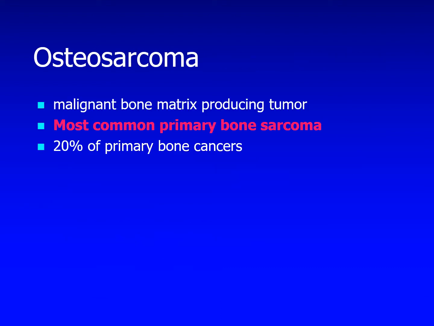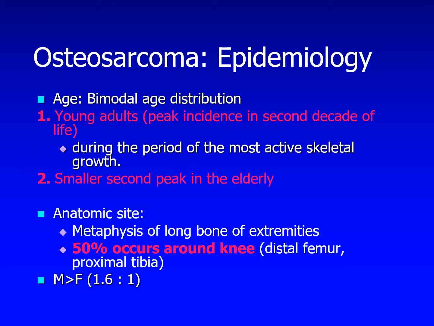Now we go to the malignant bone-forming tumor, which is osteosarcoma. This is the most common primary bone sarcoma, and it comprises 20% of primary bone cancers. Osteosarcoma is usually seen in young adults. The peak incidence is around the second decade of life, which is the period of the most active skeletal growth, but it has a bimodal age distribution. It can also be seen in the elderly.